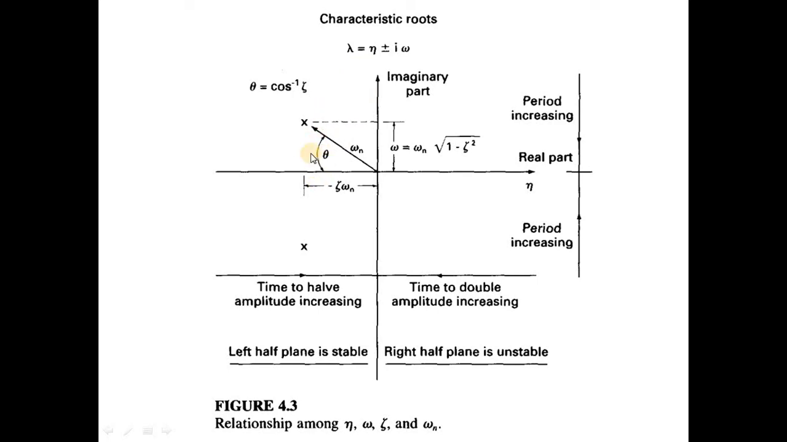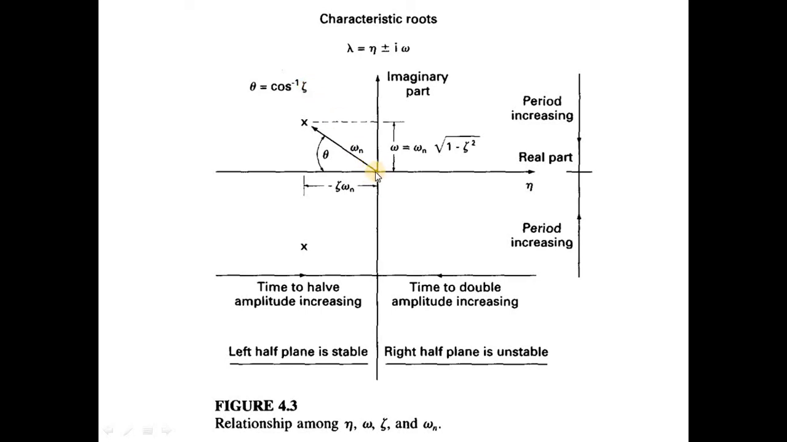Now let's look at the angle. The angle from the natural frequency line to the x-axis on the left side is theta, and this theta defines the value of the damping ratio. Theta is equal to the arc cosine of the damping ratio. So the larger the theta, the smaller your damping ratio.